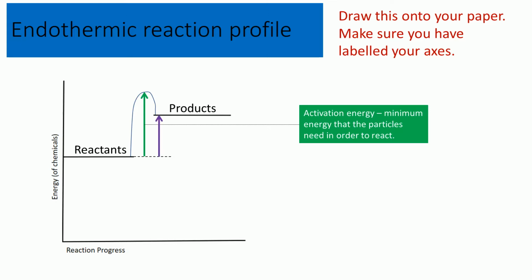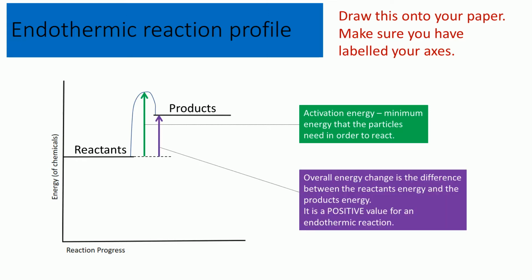Okay, and then we can draw in our overall energy change, which is the difference between the reactant's energy and the product's energy. It is a positive value for an endothermic reaction. Okay, so you need to make sure that you know how to recognise an exothermic reaction profile and an endothermic reaction profile, or you might be given them and asked which one's which.